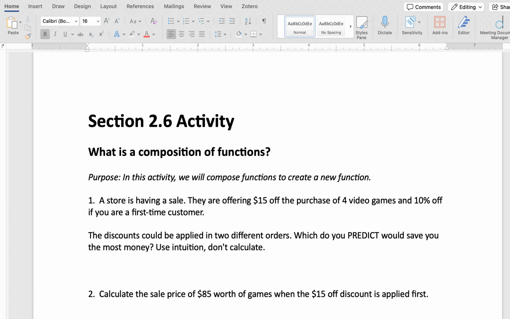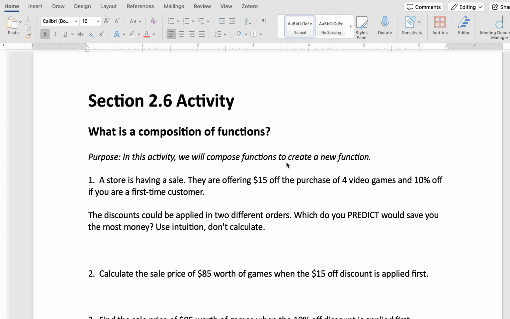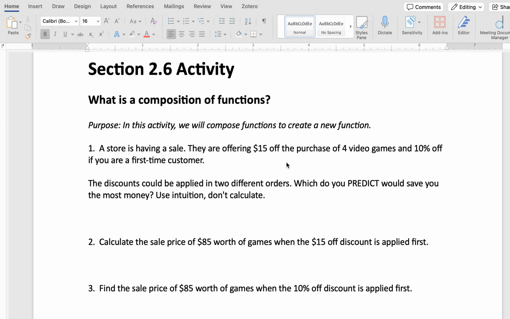In this video for section 2.6, we're going to talk about composition of functions. Composition of functions is a way of putting two functions together to create a new function. So let's think about this scenario. A store is having a sale. They're offering $15 off the purchase of 4 video games and 10% off if you're a first-time customer.